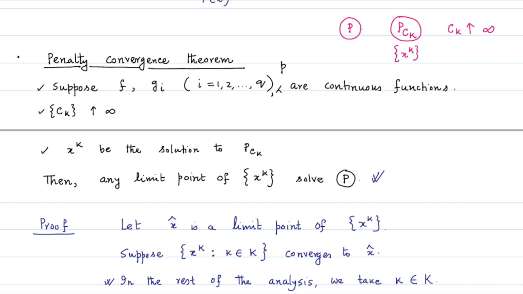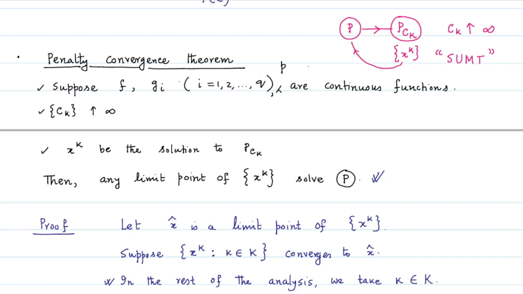So to solve the problem capital P, we solve P c_k for increasing values of c_k, and ideally when c_k converges to infinity and you find this sequence x_k, any limit point of x_k is going to give us a solution to the problem capital P. So this result assures that we can solve a constrained optimization problem with the help of a sequence of unconstrained optimization problems. This technique is called the sequence of unconstrained minimization technique, or by its popular abbreviation, the SUMT technique. And as inside this P c_k we have a formulation of the penalty function, this problem P c_k is also called a penalty approximation of the problem capital P.